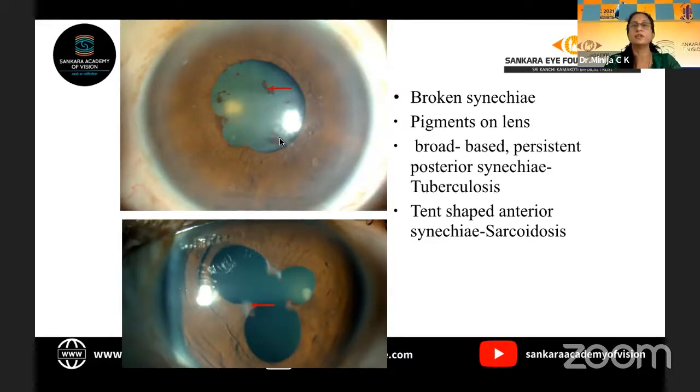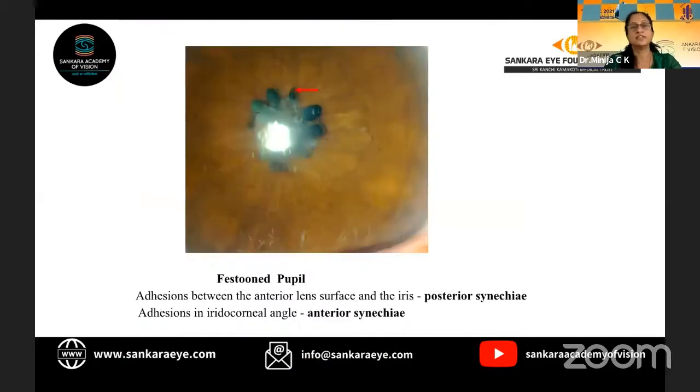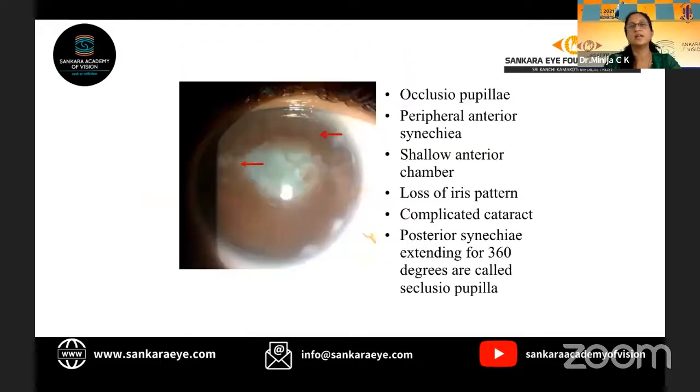You can have pigment on the lens. You can have a posterior synechia, which could be broad-based or dented. There's a festoon pupil. The important terminology is posterior synechia and anterior synechia in case of an anterior uveitis. And in case of a chronic one, you can have occlusio pupillae, peripheral anterior synechia. You can have shallow AC, loss of iris pattern, and a posterior synechia 360 degrees suggestive of seclusio pupillae.